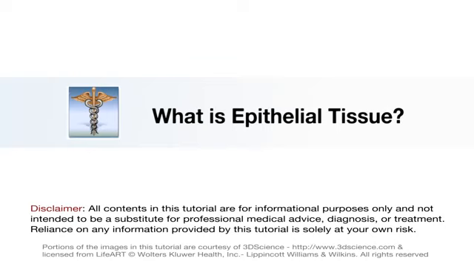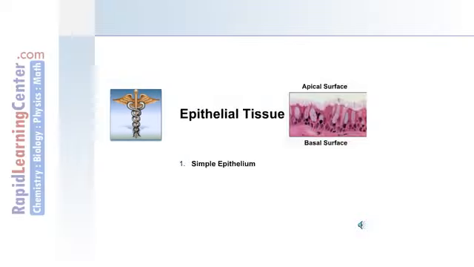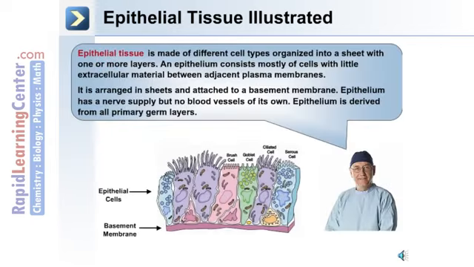Now we'll move on to discuss the second major tissue type in the body, epithelial tissue, including simple epithelium and stratified epithelium. Epithelial tissue is made up of different cell types which are organized into a sheet with one or more layers. And it consists mostly of cells with little extracellular material between the adjacent plasma membranes. It's arranged in a sheet and attached to a basement membrane.